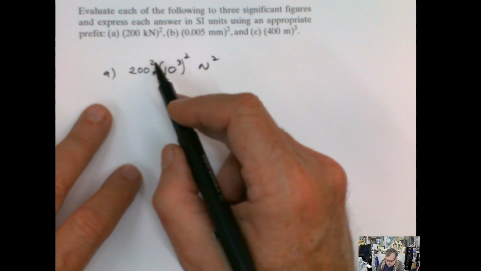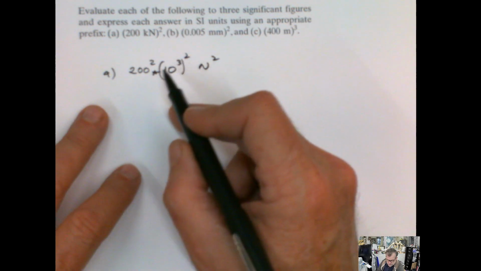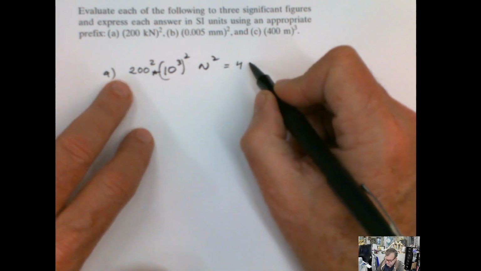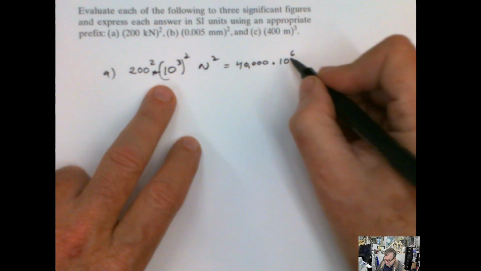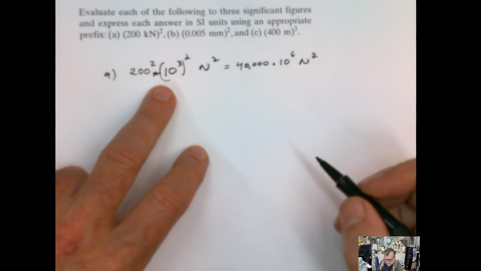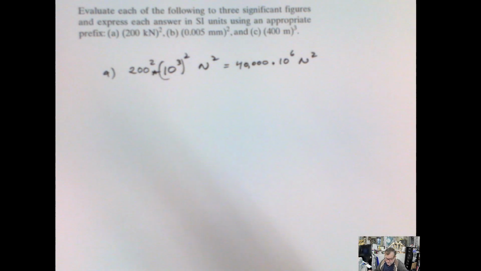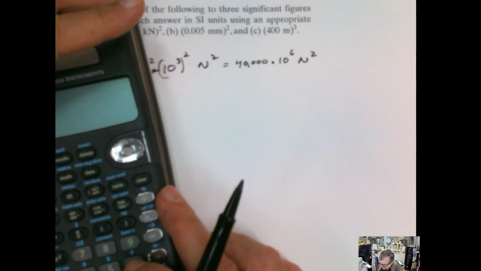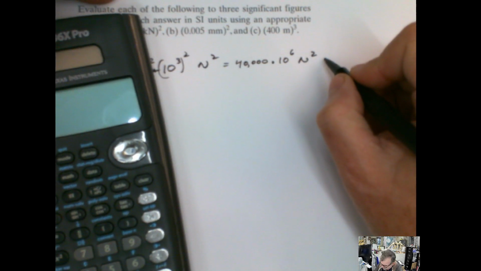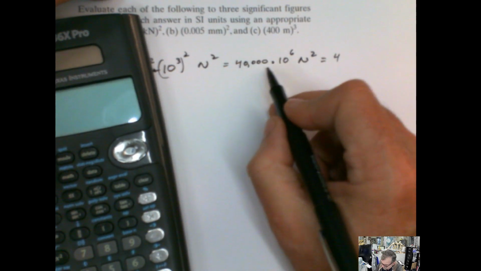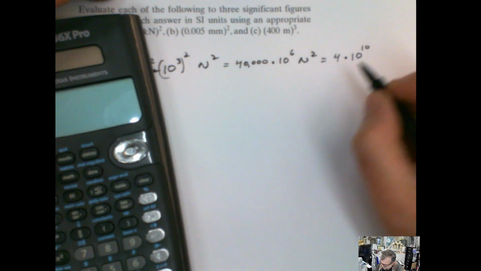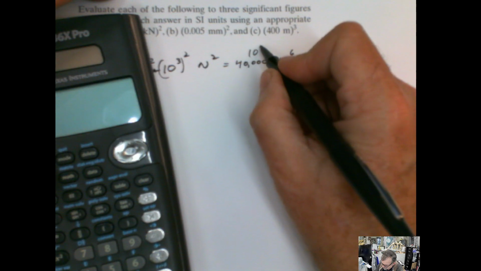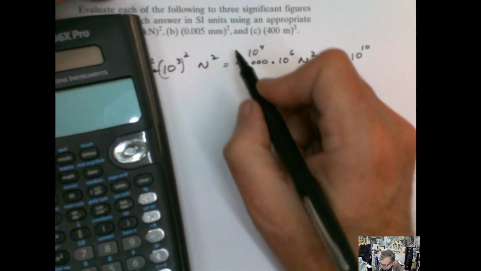What is this? 200 squared is 40,000, times 10 to the 6 newton squared. And you can convert this in the calculator in any way that you want to, but I'm kind of lazy today. Well, you can say this is 4 times 10 to the 4, times 10 to the 6, which is 4 times 10 to the 10th newton squared.